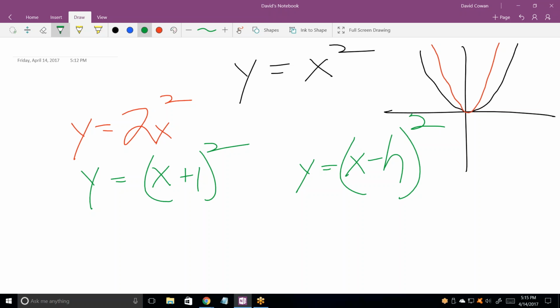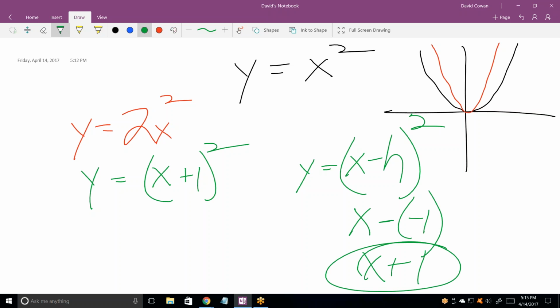See why? If I had x minus a negative 1, it would come out to be x plus 1. So when I look at x plus 1, I know that h has to be minus 1, which means it has to move to the left.